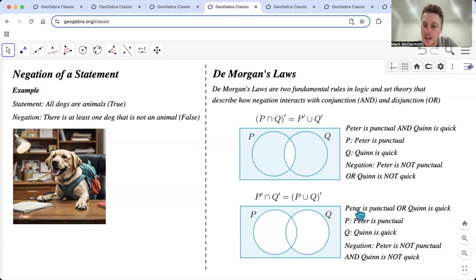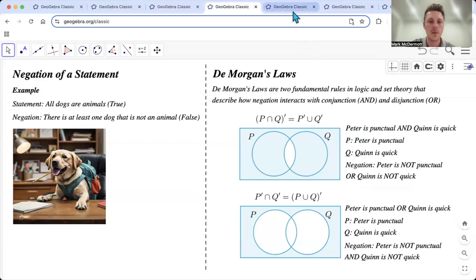Again, if we are given a statement, Peter is punctual or Quinn is quick, this time it's or, so it's the disjunction. The correct negation of this is Peter is not punctual and Quinn is not quick. Personally, I still find it difficult to really grasp why that's true. To me, this is just something I've learnt. But Peter is punctual and Quinn is quick, apparently the opposite of that is Peter is not punctual or Quinn is not quick. It's not necessarily obvious in my mind anyway. Maybe it is to you. But yeah, those are De Morgan's laws.